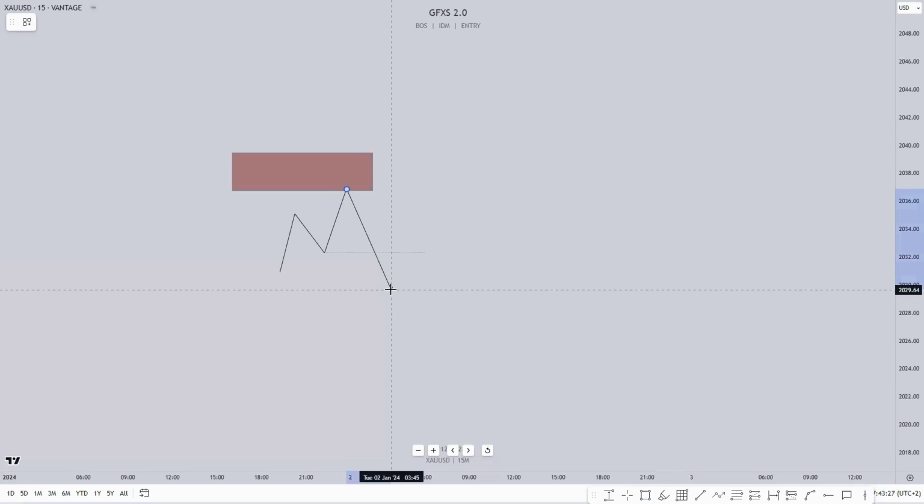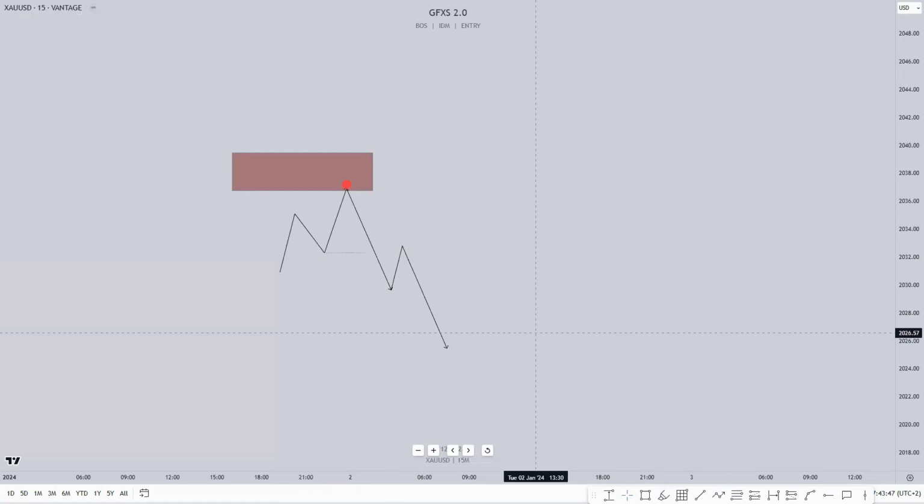The moment you have this break of structure here, you're going to get a valid high. This valid high is where you can place your stop loss. So you want to take the trade on the retest of the neckline. On the retest of the neckline, you want to take the trade.